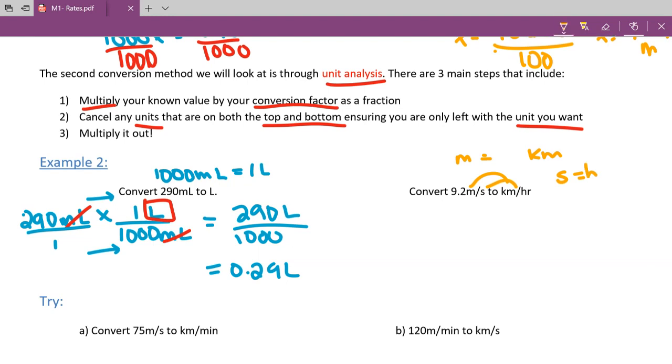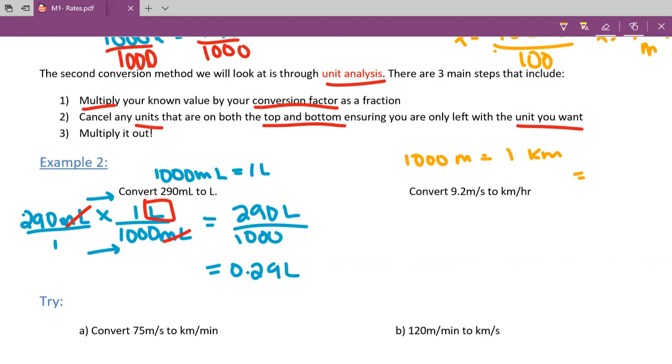So let's think about some conversion factors we have. If it's something that's not common, it will be provided in the question or on a formula sheet for you. But meters to kilometers, again, kilo is the same. There's 1,000 meters for every 1 kilometer.